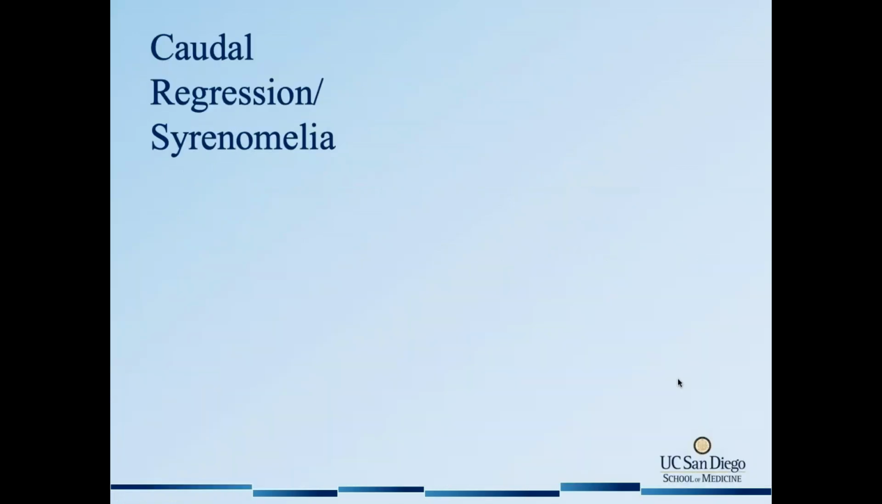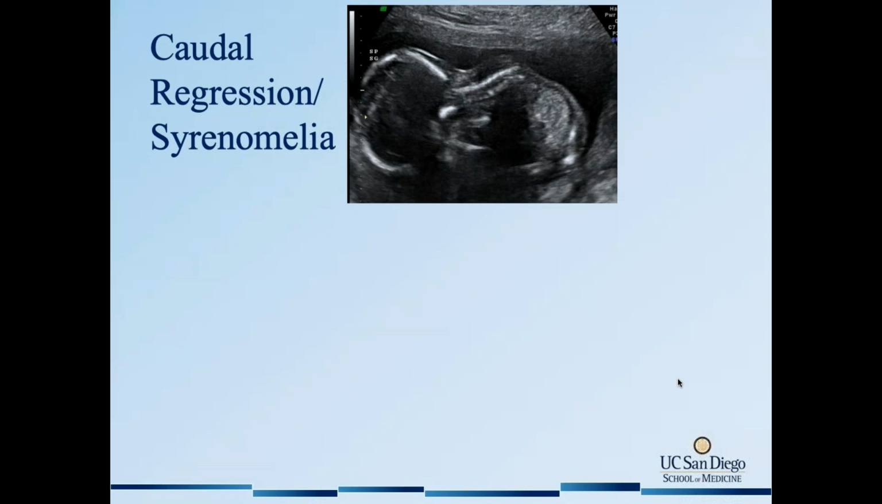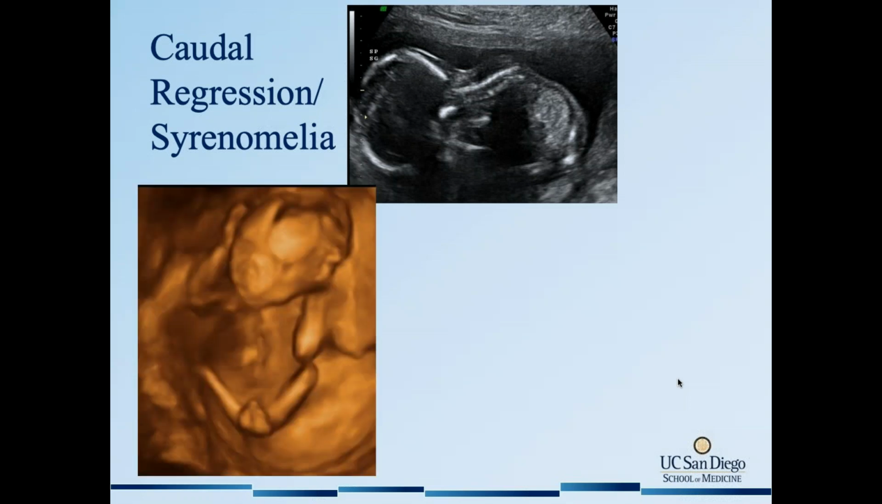I think most of us who have done diabetes for a long time have heard of caudal regression or sirenomelia, which is actually quite rare, but we have had a recent case here at UCSD, and here are some ultrasound pictures that demonstrate sirenomelia. You can see here the spine of this fetus in the mid-trimester, and you can see that the spine ends here.